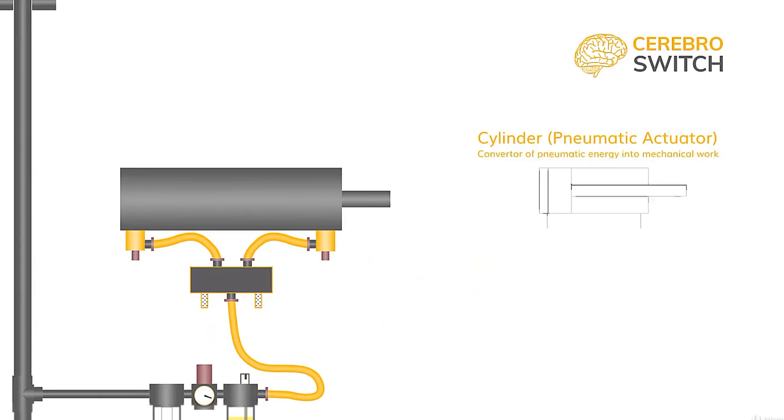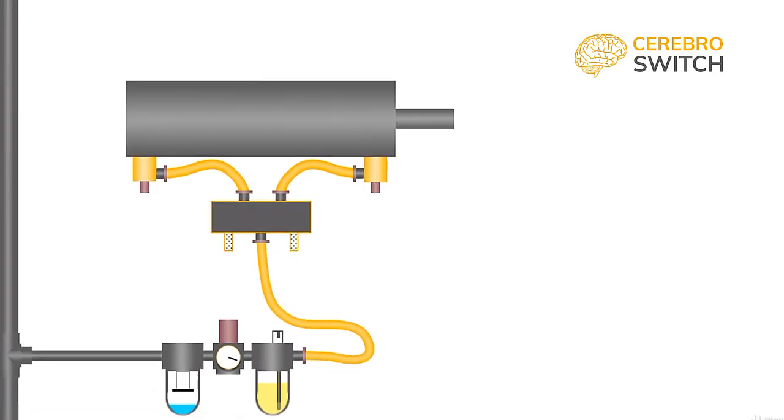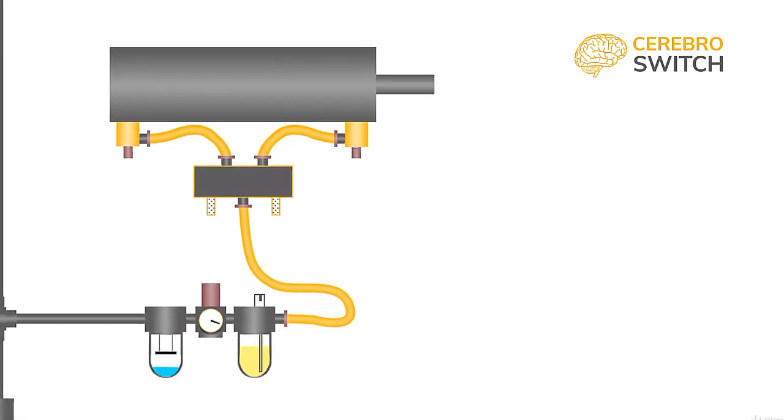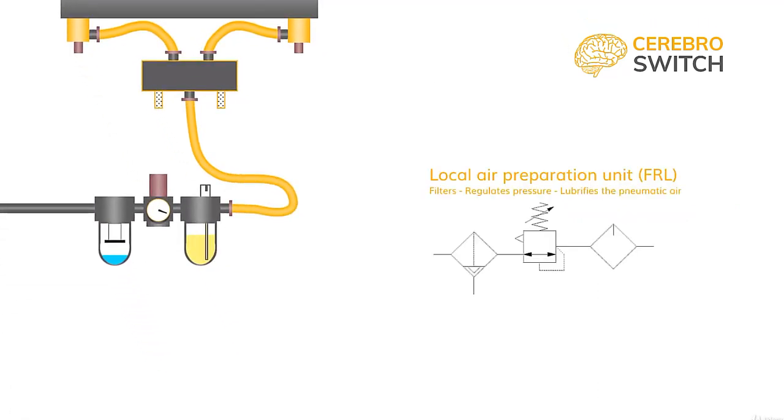1. The cylinder. This is the workhorse of the system. It converts pressure into mechanical work to produce the movement talked about before. 2. The valve is the flow direction controller with which we choose the state or direction of movement for the cylinder. 3. The local air service unit or FRL, filter regulator lubricator group, which sets the conditions, level of contaminants, pressure and lubrication of the pressurized air.